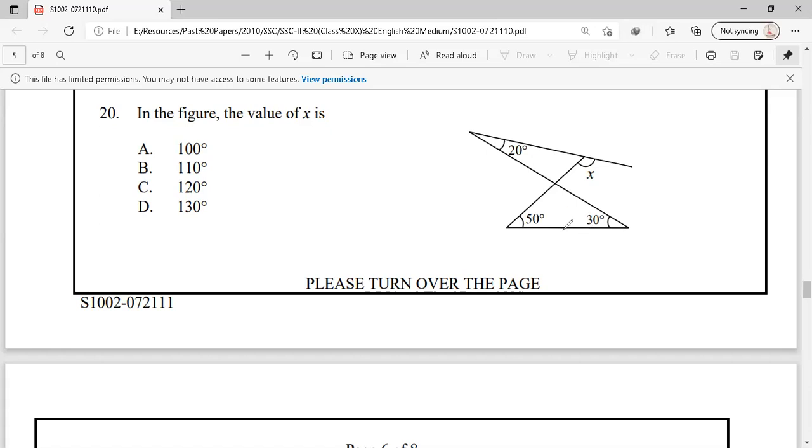So from this triangle, if this is 50 and 30, that is 80. So this angle would be equal to 100, and this angle will also be equal to 100. And this 120 makes 120, so that this angle will be 60 degrees, and this angle x would be equal to 120 degrees. So correct answer is option C.